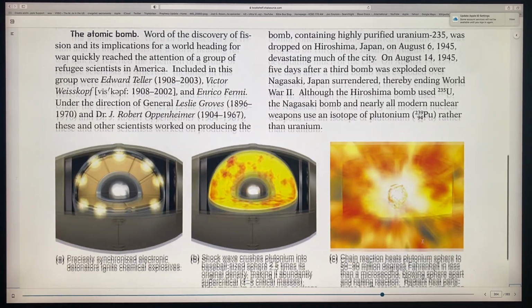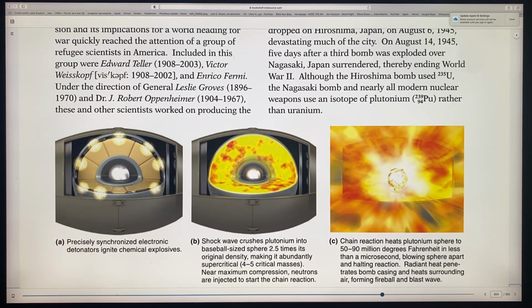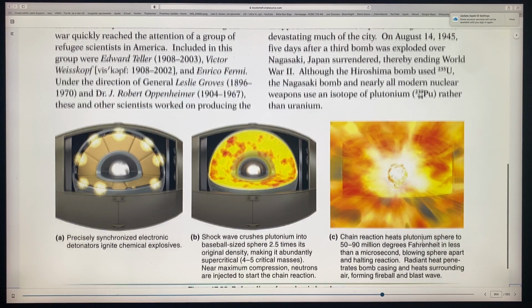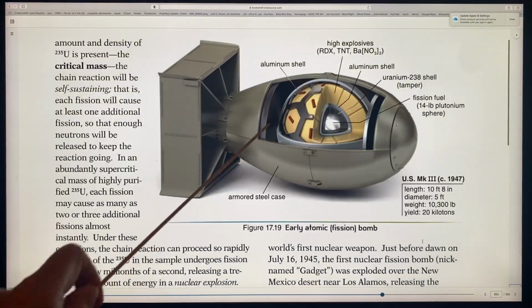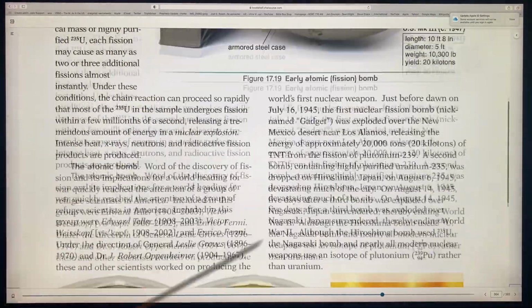Here's a picture of precisely synchronized electronic detonators. Detonators ignite chemical explosions. So you can see this shock wave that's going through the plutonium. This baseball-sized sphere is only 2.5 times its original density, making it abundantly supercritical, 4 to 5 critical masses. At nearly maximum compression, neutrons are injected to start the chain reaction. You can see in the midst, in a tiny compartment here, this is similar to this down here.